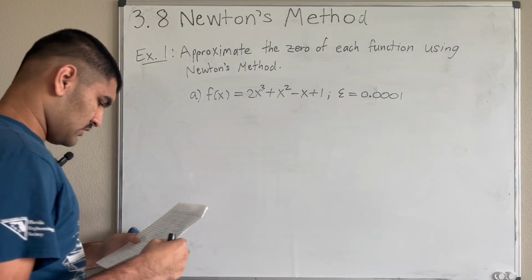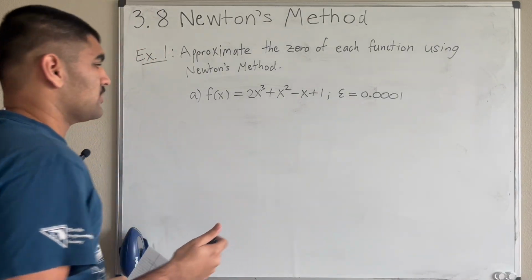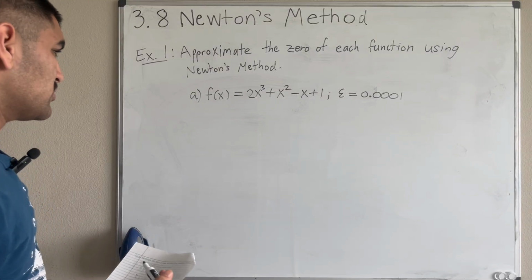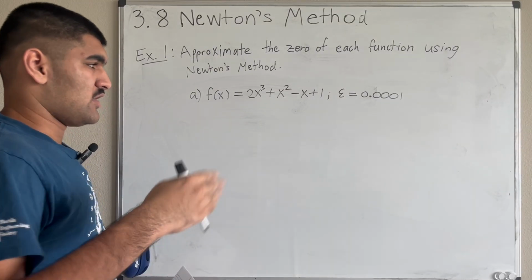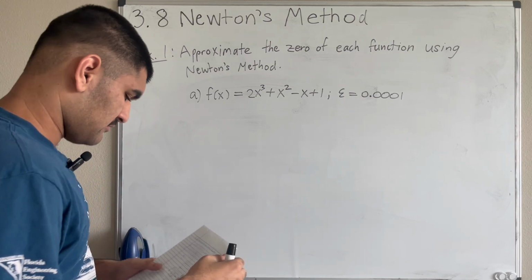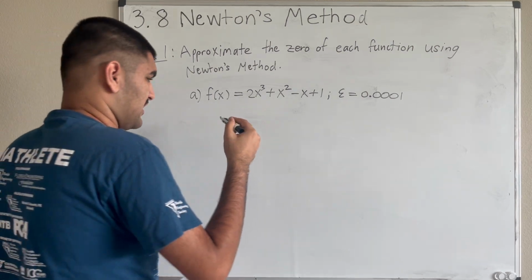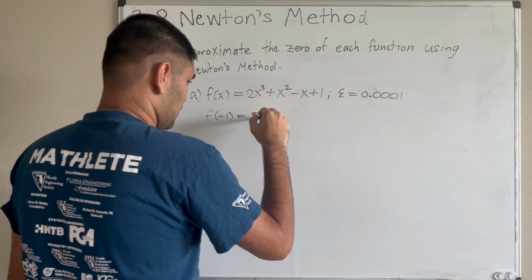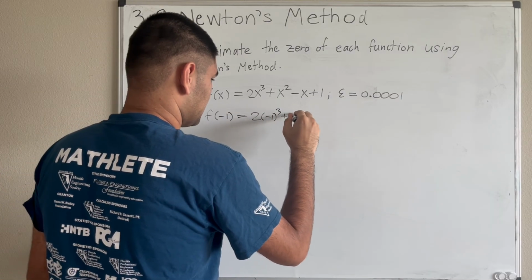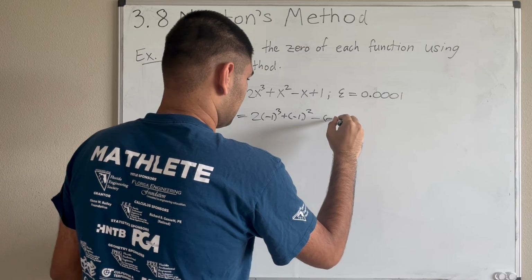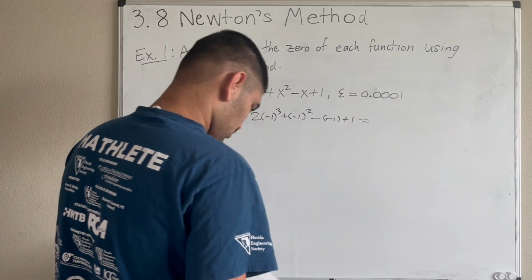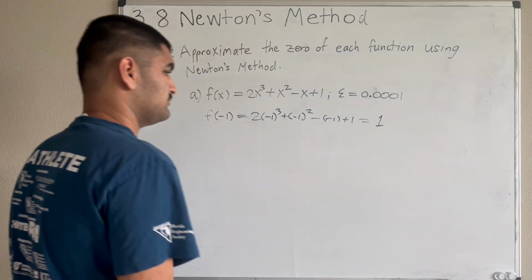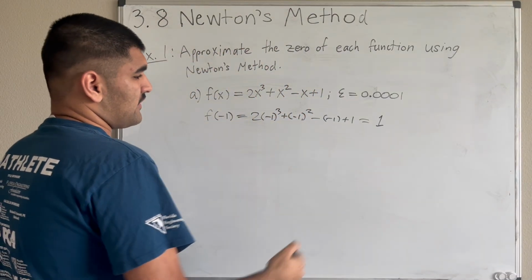All right, good. So like I said, to begin with, in Newton's method, you need a starting point. So how do you find it? Well, you could just test different values of x and see when they change signs, right? So let's just test values of x, right? So if we have f of -1, let's just say, right? So that's 2 times -1 cubed plus -1 squared minus -1 plus 1. So this is equal to 1, all right? And so now that's positive, right?